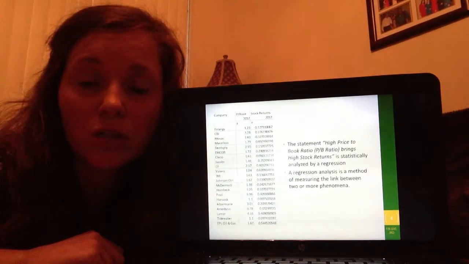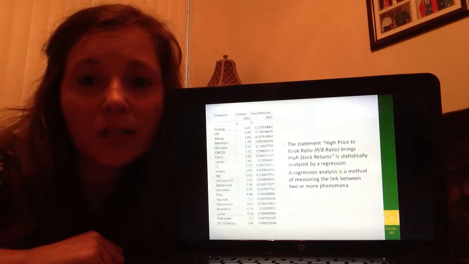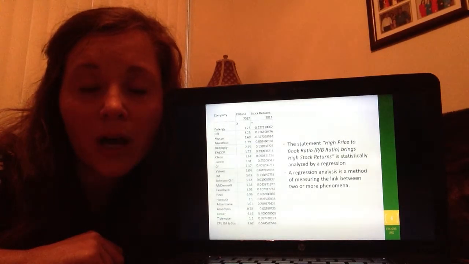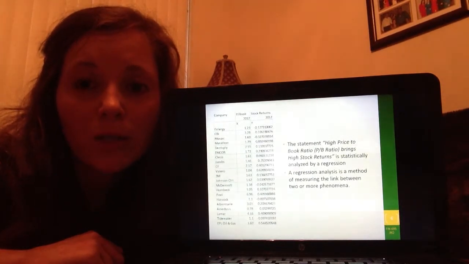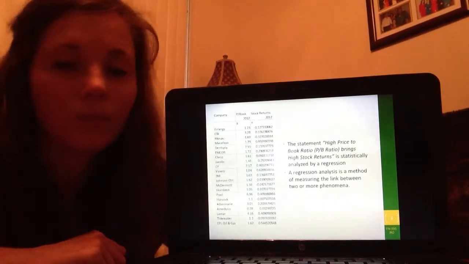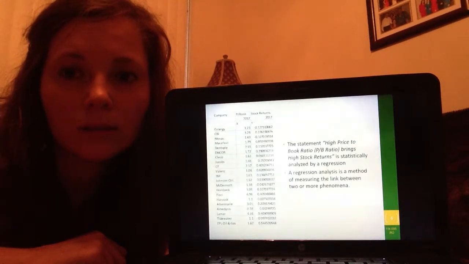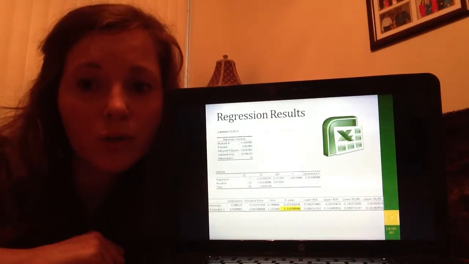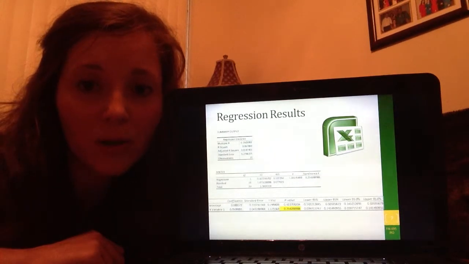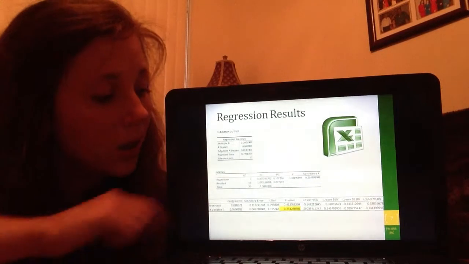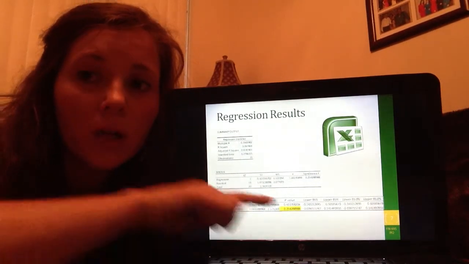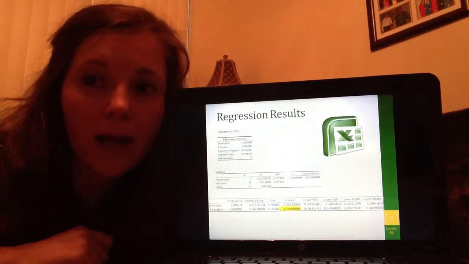So the statement that a high price-to-book ratio brings high stock returns is statistically analyzed. I used a regression to do that. A regression is a statistical test used to measure the link between two different phenomena. So it tells us using math if two events are actually linked. Our regression results, as you can see highlighted, we're interested in the p-value of the x-intercept. This number here, which I have highlighted, is 0.254. That's from the regression analysis in Excel.